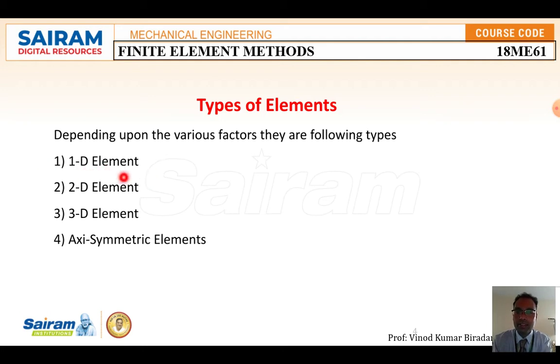One dimensional element, two dimensional element, three dimensional element, and axisymmetric element. These are the four elements we are going to use in the ANSYS software. Let me explain one by one what we mean by 1D element, 2 dimensional element, and 3 dimensional element.